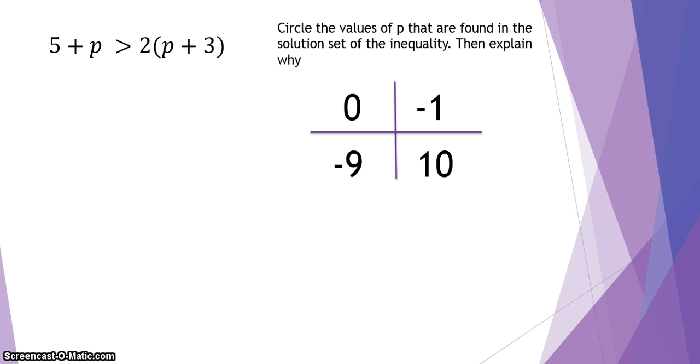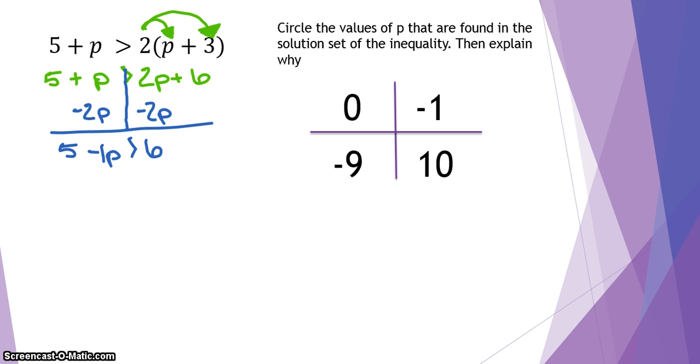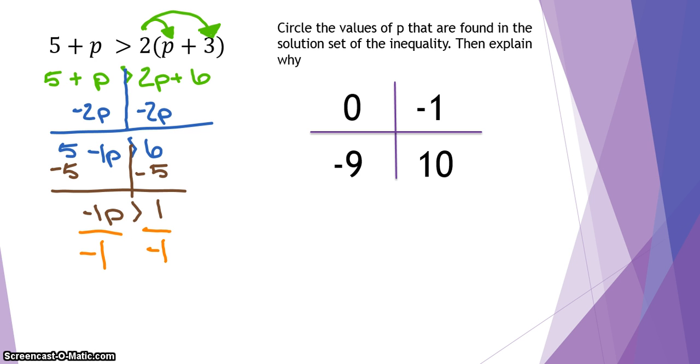Circle the values of p that are found in the solution set of the inequality, then explain why. Starting this inequality, you need to distribute to get 5 plus p is greater than 2p plus 6. Next, subtract 2p on both sides. Then subtract 5 on both sides to get -1p is greater than 1. Finally, divide by -1. And since you divided by a negative, you need to flip the sign to get p is less than -1.